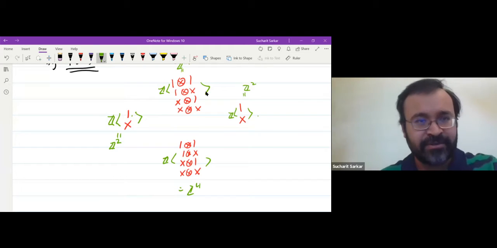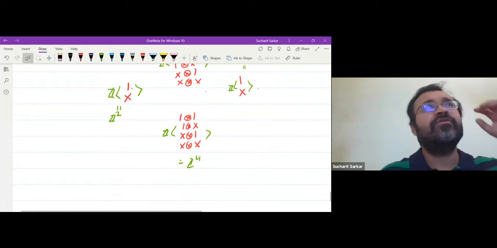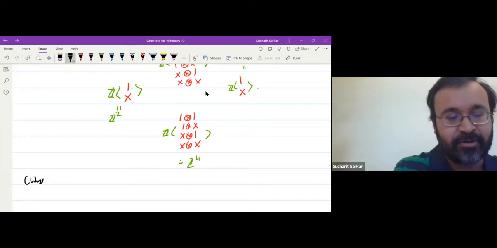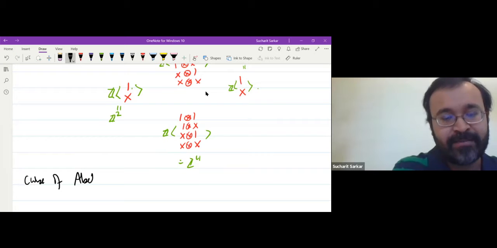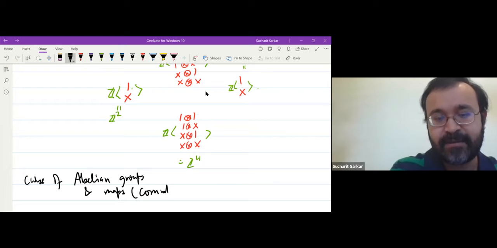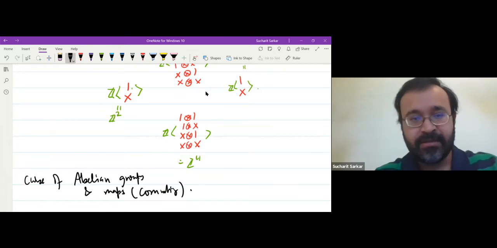And Khovanov is trying to construct this thing. So what Khovanov is trying to do is construct a sort of a cube of abelian groups. A cube of abelian groups. And maps. Of course, commuting maps. Okay, so he's almost there.